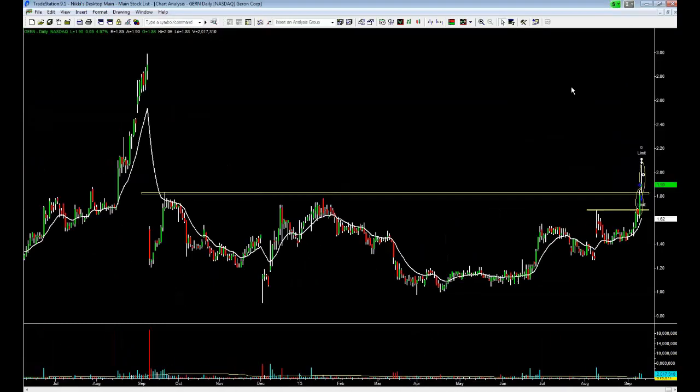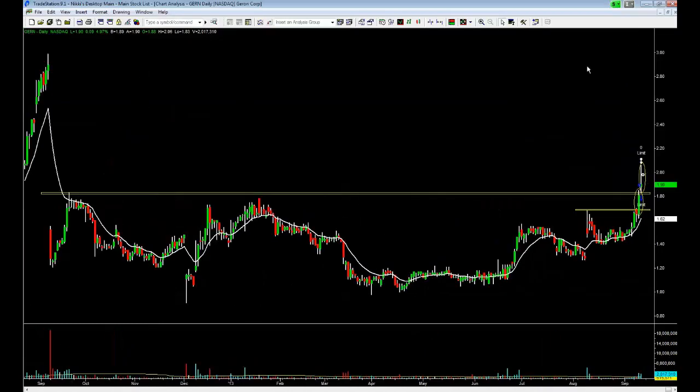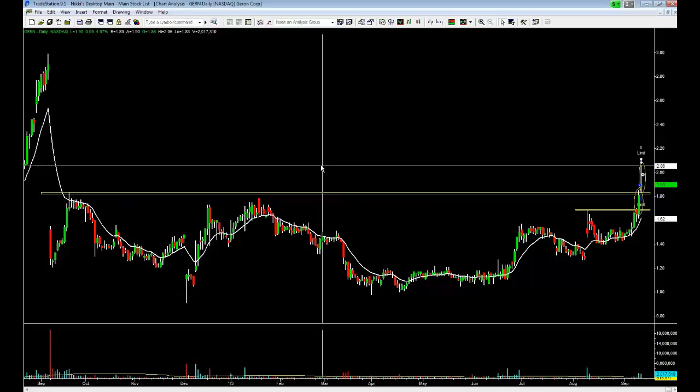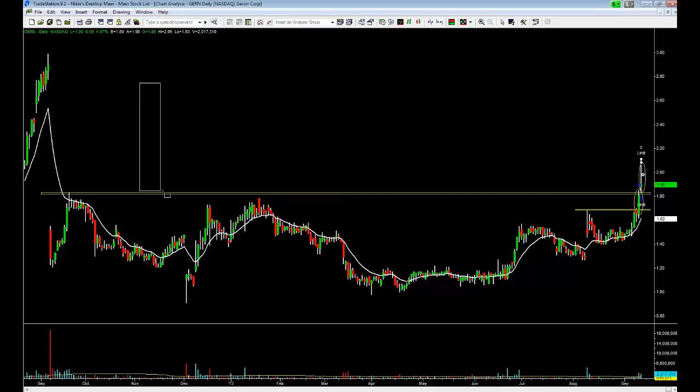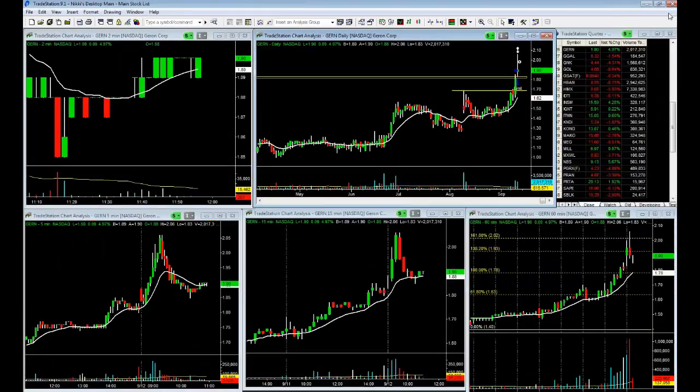Or you could have seen it as a break of this longer term resistance level from September of last year, and you had this big gap fill here that gave you pretty much no overhead resistance. So there was a lot of potential for this thing to run, and this could have been considered our first day breakout. So it was a little bit of a hybrid of both setups. Let me go to the entry chart.